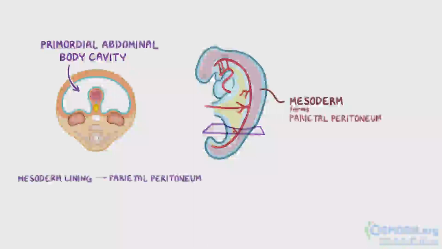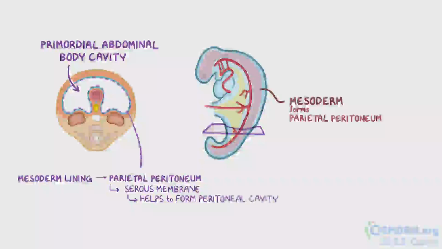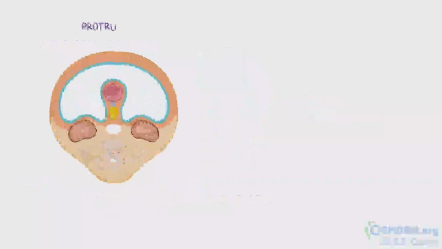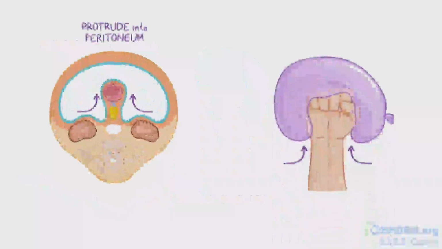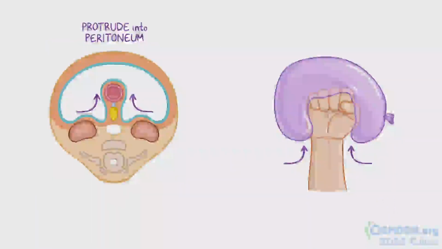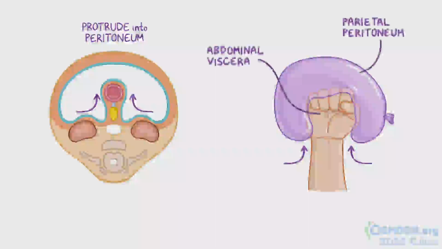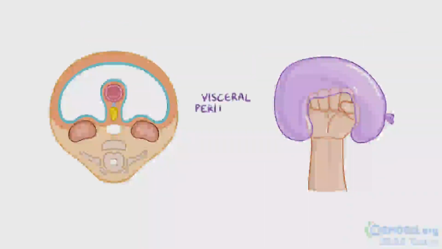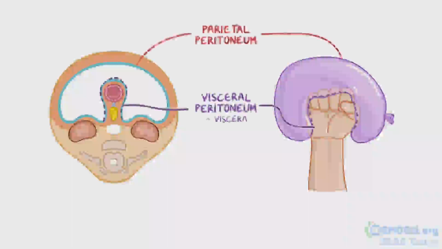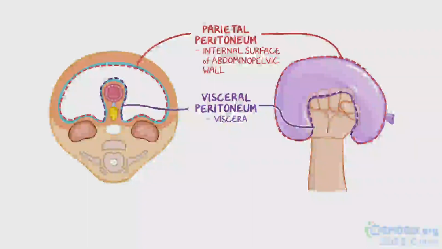the parietal peritoneum, which is a transparent, serous membrane that helps to form a closed sac called the peritoneal cavity. As abdominal organs develop, they protrude into the peritoneum like pushing your fist into a balloon. Your fist represents the developing abdominal viscera, and the balloon represents the parietal peritoneum. As your fist pushes into the balloon, it is lined closely by part of the balloon, and this represents the visceral peritoneum. So, the visceral peritoneum covers the viscera, while parietal peritoneum lines the internal surface of the abdominopelvic wall, and these two layers are continuous with one another.